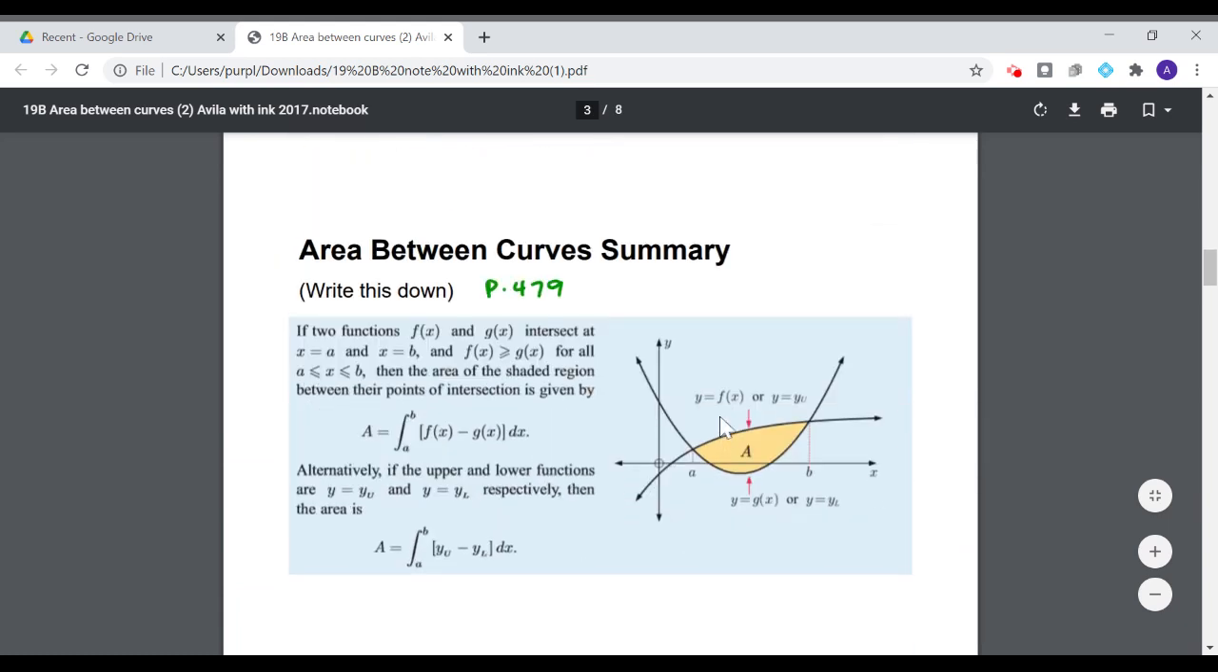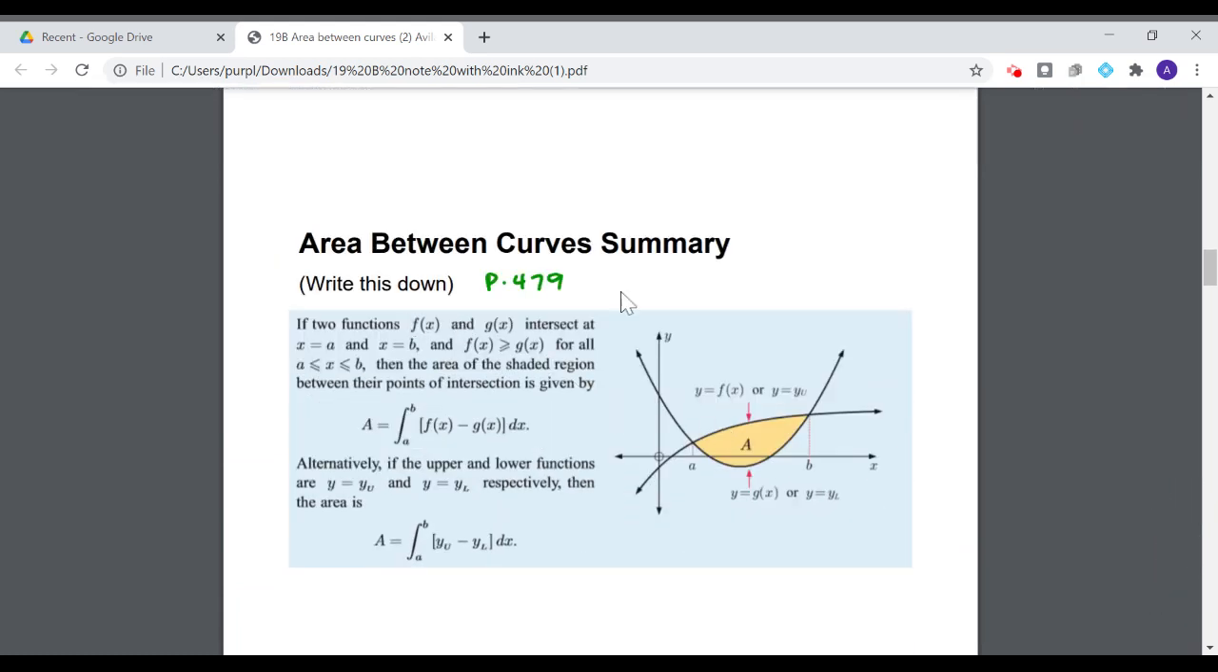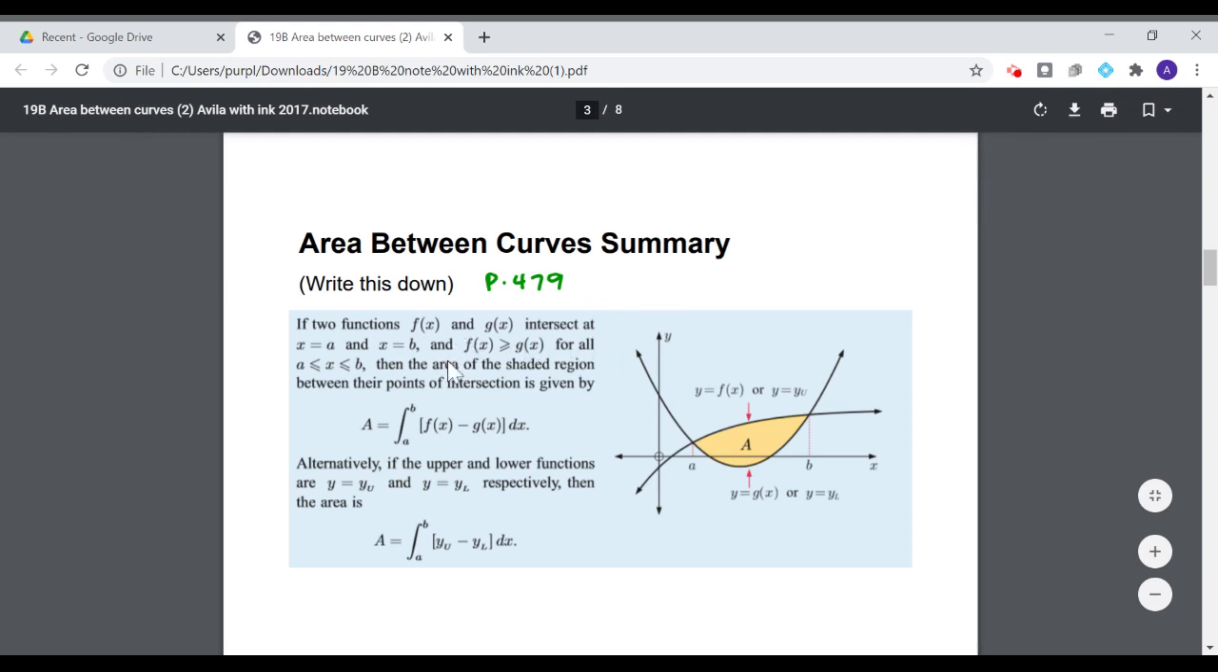Okay, the summary from your textbook looks like this. It's on page 479, and your textbook uses the terms f of x and g of x. Again, it just says that the area between two curves is given by the integral between a and b of f of x minus g of x dx. Okay, and in this case, f of x is always the upper function, and g of x is always the lower function.